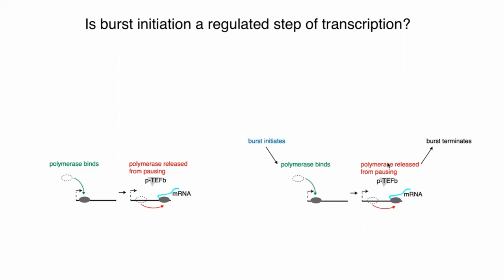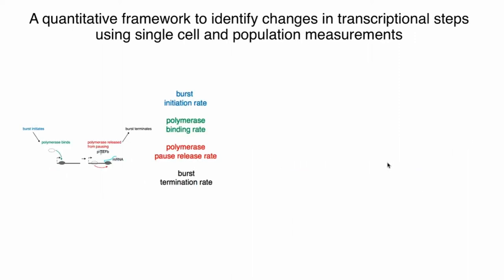So how can we get at this question of whether burst initiation is a regulated rate of transcription? The approach we decided to take was a mathematical modeling approach. So we set up mathematical models for the two-step model that just includes polymerase binding and release, and one for the four-step model that I'm depicting here. And then what we did is we picked a value for each of the four rates in this model.